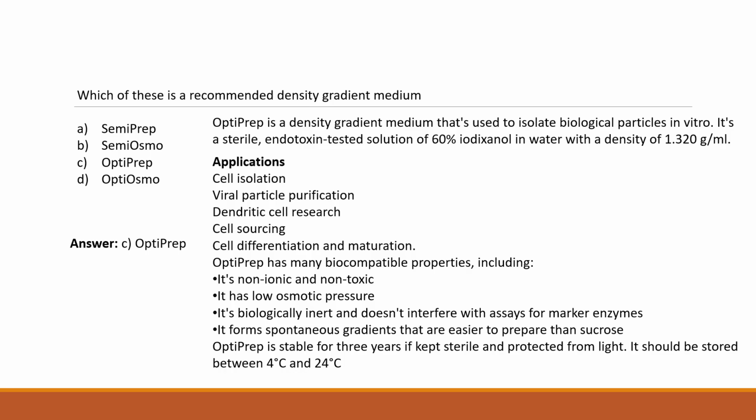Then it also forms spontaneous gradients that are easier to prepare than sucrose. Previously we saw that sucrose and cesium chloride were used for a long time in density gradient centrifugation. So OptiPrep is a much easier and better version of sucrose because it helps in easier gradient formation and it is quicker than other gradients to settle down. And your OptiPrep is stable for 3 years if it is kept sterile, and it should be protected from sunlight because it is sensitive to light, and it should be stored between 4 degrees and 24 degrees.